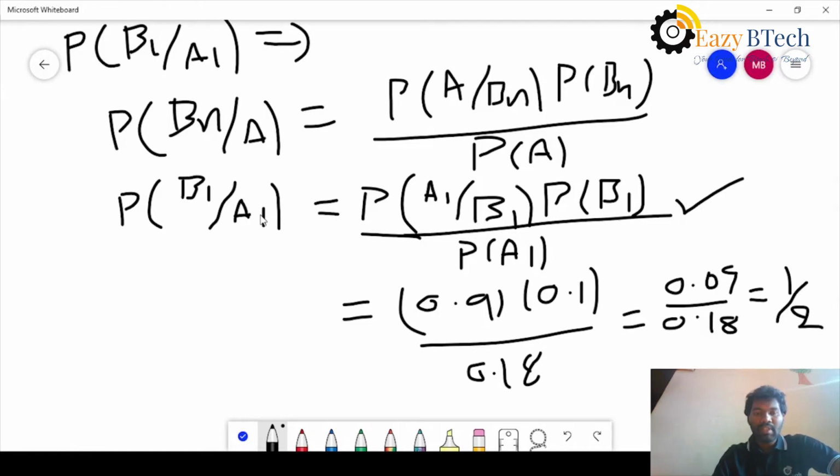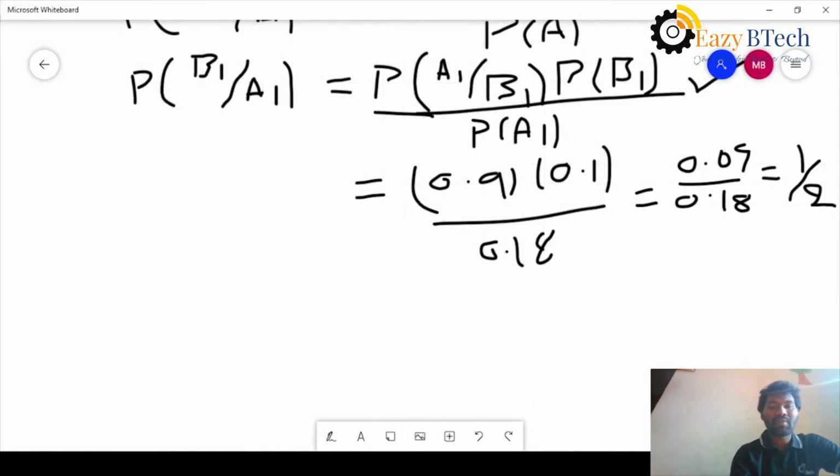So basically I am changing the Bayes theorem into our known forms. Known forms means here it is in terms of n and in terms of A. But I will change it like this: in place of n, I will put n equal to 1, and I will change A equal to A1. So then the formula is like this. It changes to A1 given B1 into P of B1 divided by P of A1. So in this way you find out P of B1 given A1.